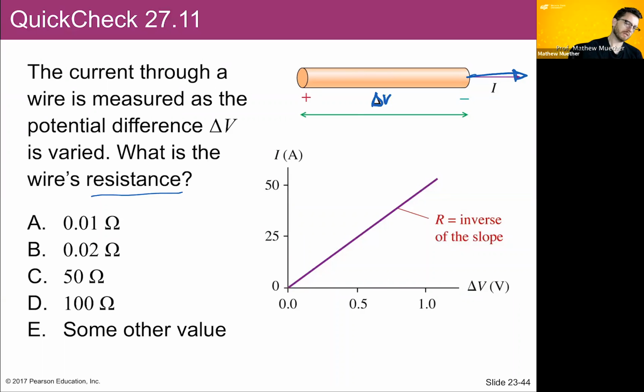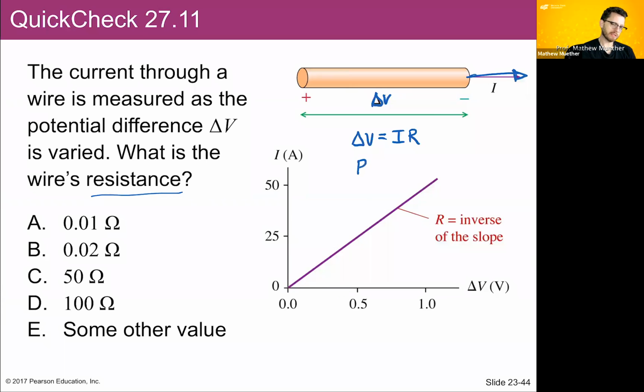So what's the relationship we need here? We need to use Ohm's law: delta V equals IR. Okay, I'll go ahead and end the poll. Right, so notice what Ohm's law says here.